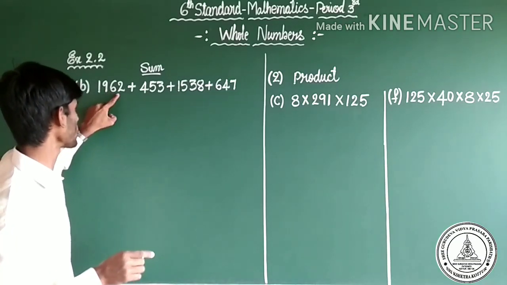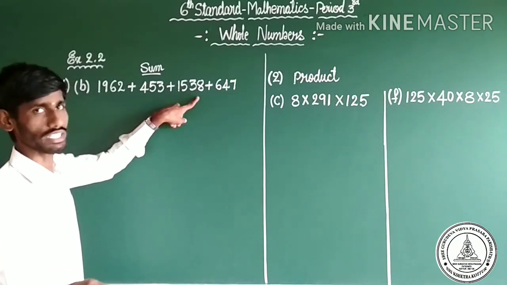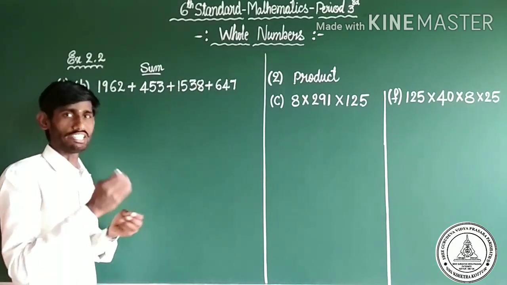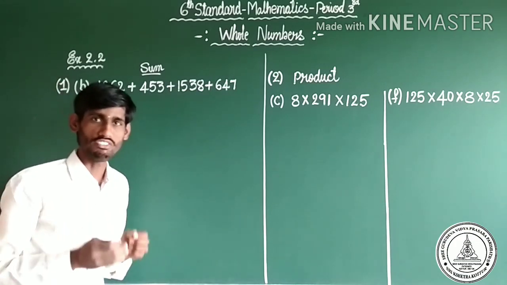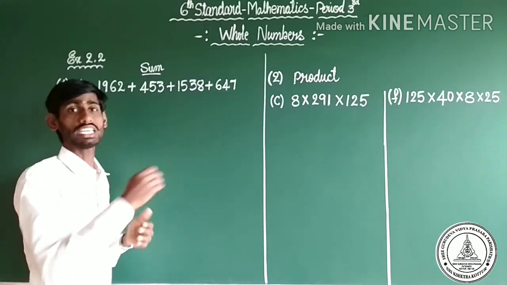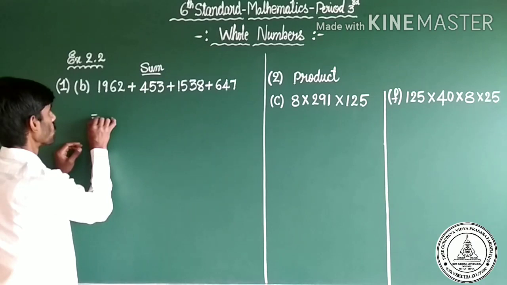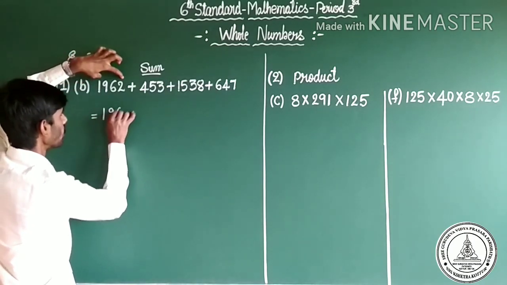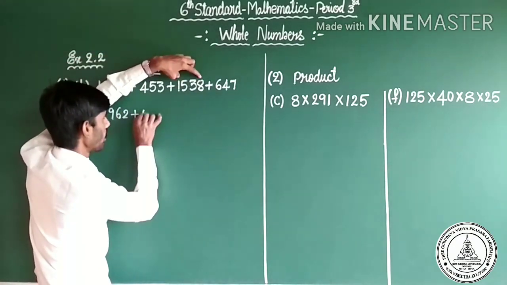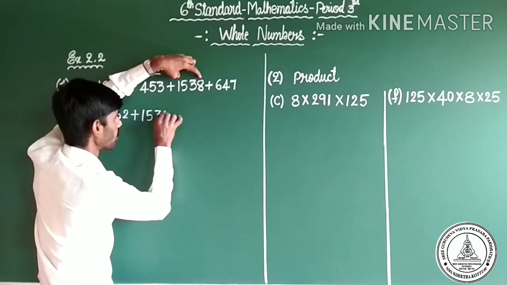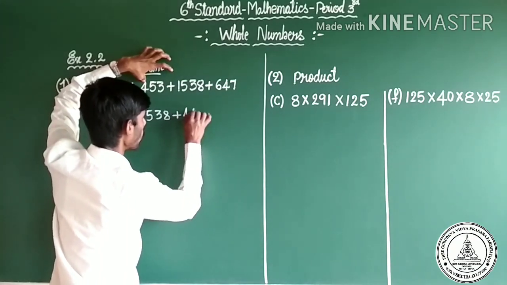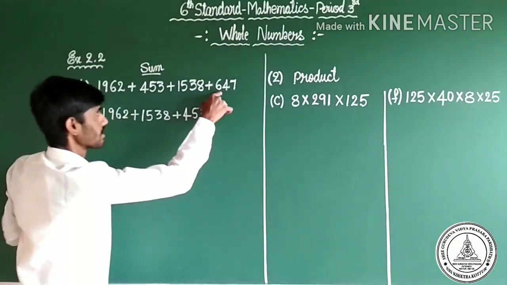They gave 1962 plus 453 plus 1538 plus 647. We can add as it is, but it's a little more difficult than a suitable arrangement. So we need to arrange in another way. We shall make it easy. Observe here, it is equal to 1962 plus 1538 plus 453 plus 647.